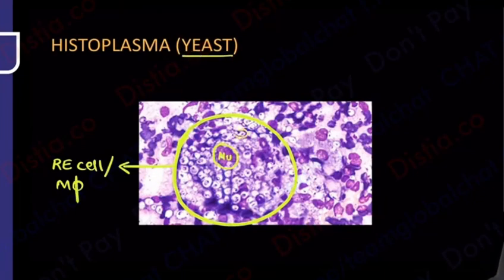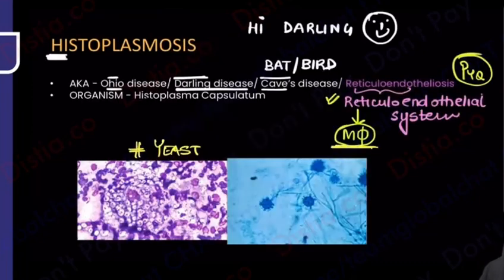So can you see the tiny, tiny dots over here? Those are going to be the histoplasma. Remember, that's going to be the histoplasma. That is the yeast form. So yeast ho gaya. Now, where is it present? It's usually inside the macrophage. It can be outside the macrophage also.